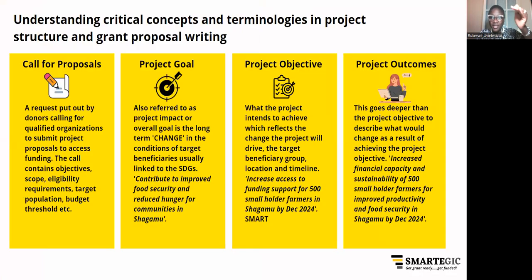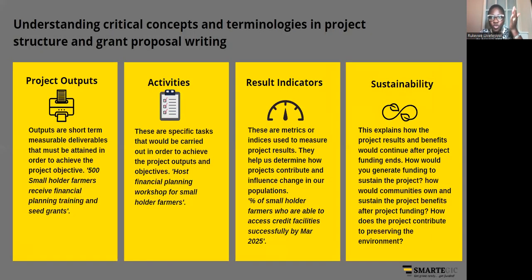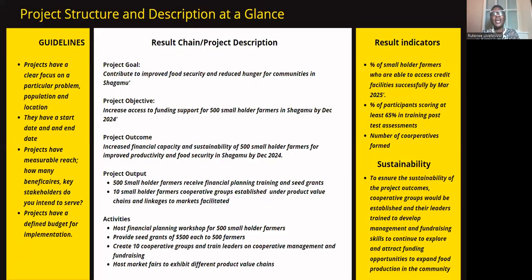So we started from discussing what call for proposal mean, what is a project goal and how to frame it, what's the project objective, what does a project output mean. I know the video on log frame, I said it, but this one might be a simpler version of that log frame class, and then describe what project outputs mean, what activities really mean, what result indicators mean, what is sustainability, and then looking at your project structure at a glance.